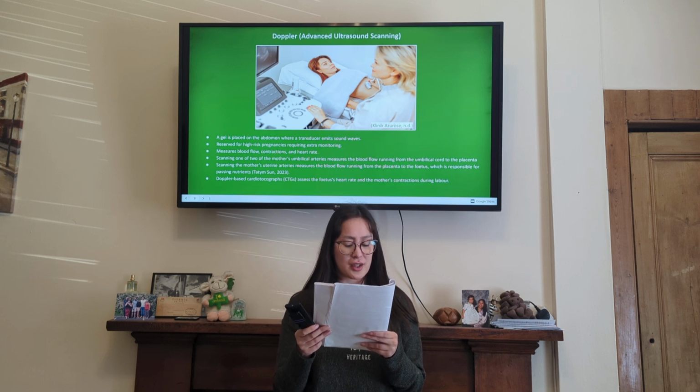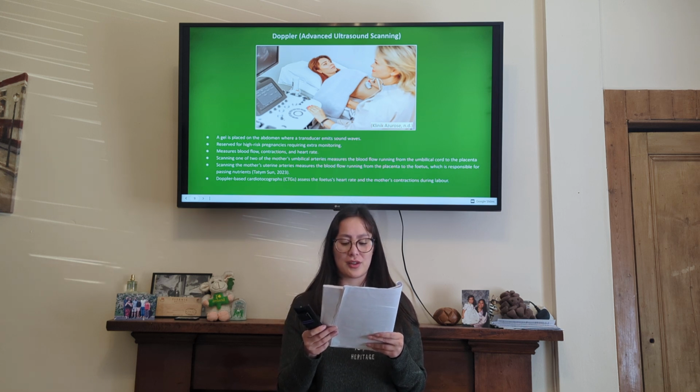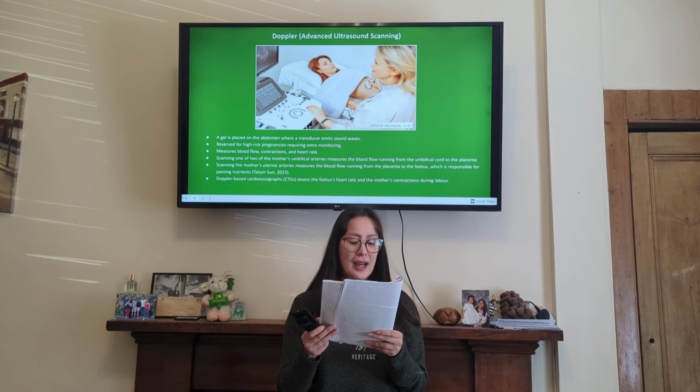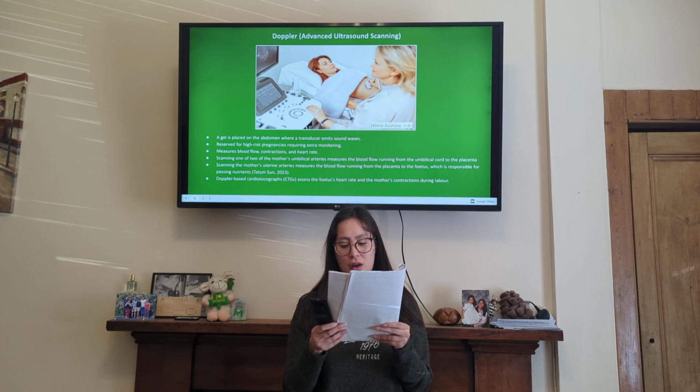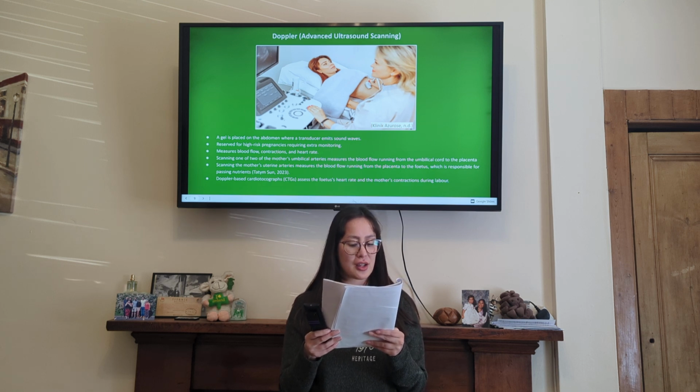Similar to an external ultrasound, a gel is placed on the abdomen where a transducer emits sound waves. In high-risk pregnancies, continual measurement of the fetus's heart rate and of the mother's uterine contractions are often obtained through a cardiotocograph, which is conducted through Doppler.